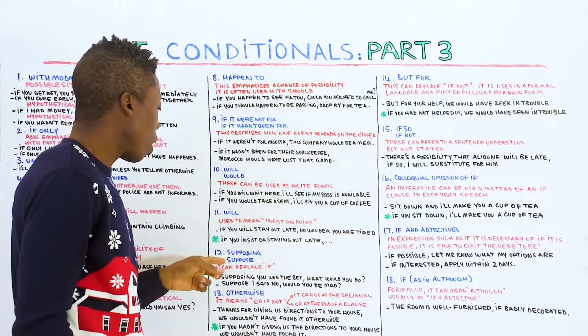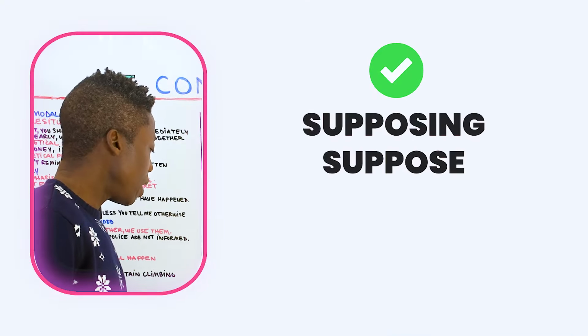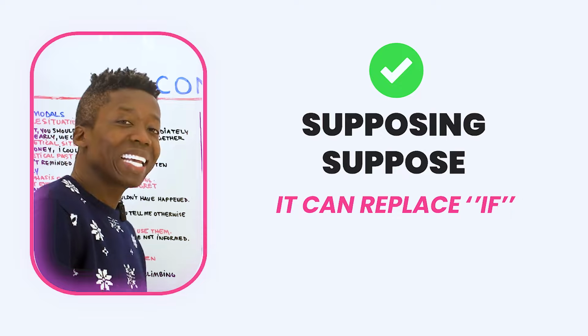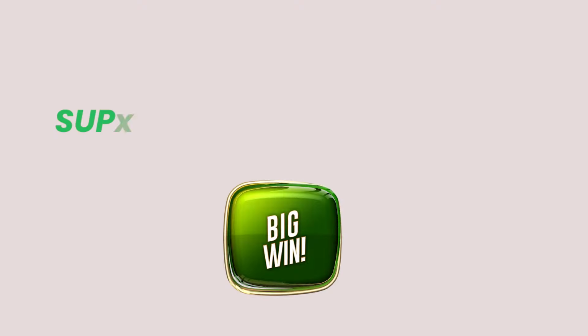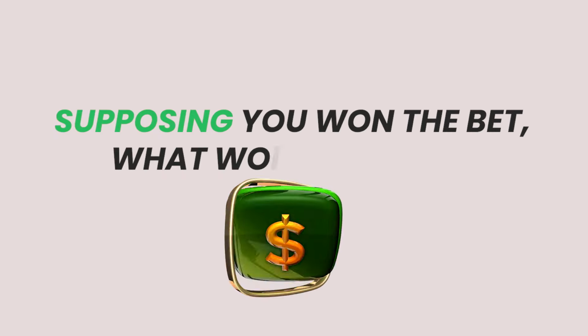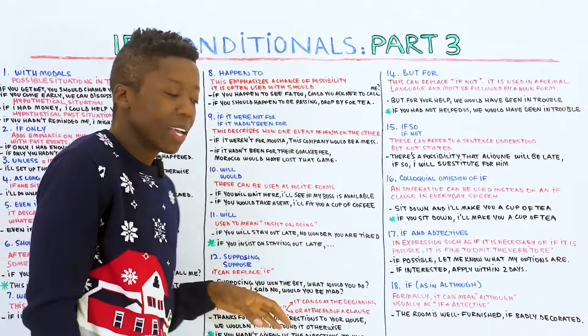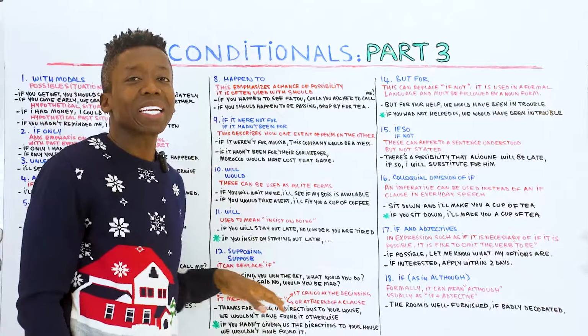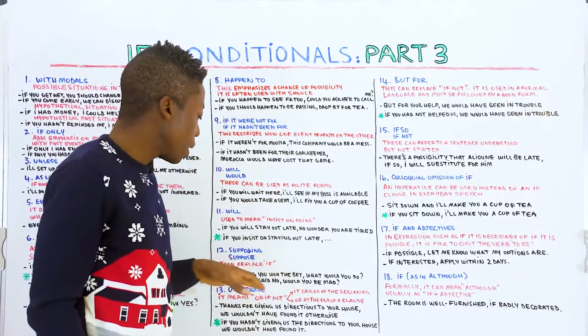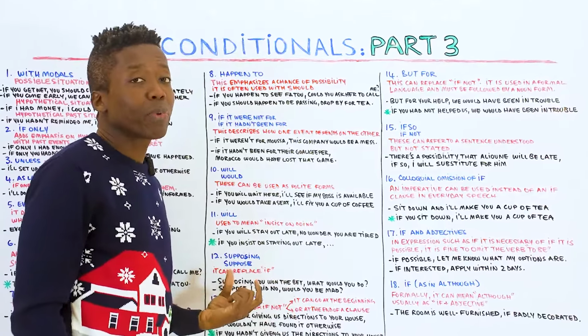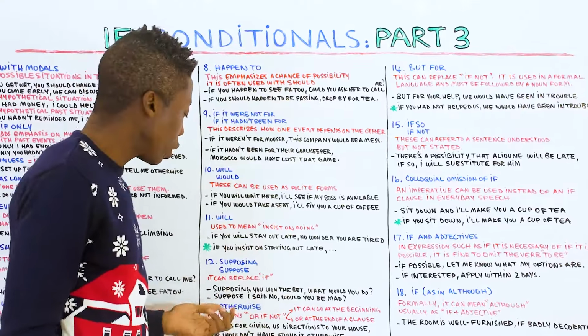All right, number 12, supposing or suppose. Here, it can replace if. Example, supposing you won the bet, what would you do? Meaning if you won the bet, what would you do? This is second conditional, but instead of the if, we replace it with supposing or suppose.